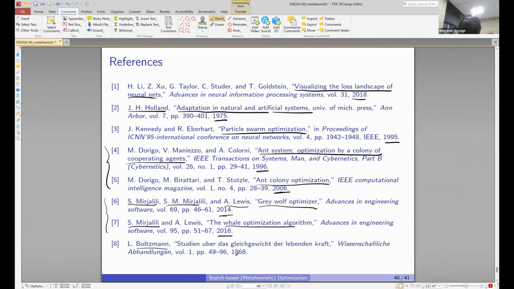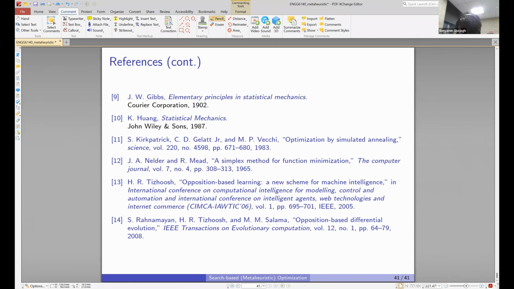Also Boltzmann, this is from 1868, the paper for the Boltzmann distribution. This is for the Gibbs distribution in 1902. This is a book about statistical mechanics. Do you remember I said simulated annealing is related to statistical physics and computational physics? And this is simulated annealing in 1983. This one is the paper of the Nelder-Mead algorithm by Nelder and Mead in 1965.